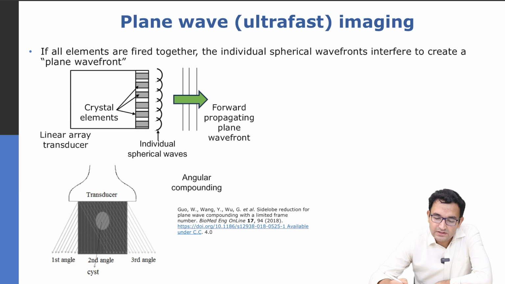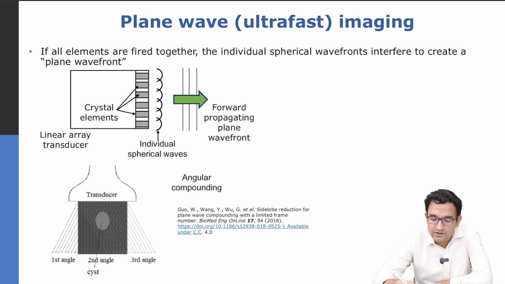So in ultra-fast imaging, you fire all the elements together, and therefore you create a plane wavefront. So here all the elements are fired together, the signals interfere, and you get an approximately plane wavefront. And then this produces poor lateral resolution because there is no focusing here.